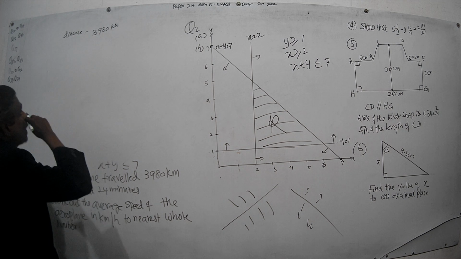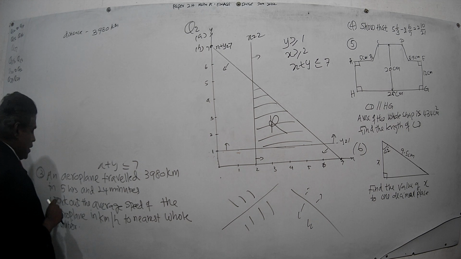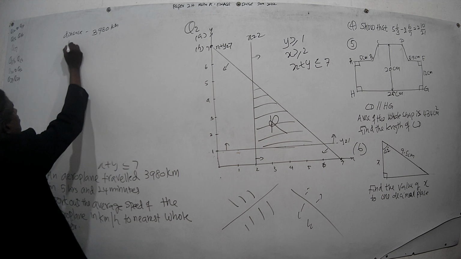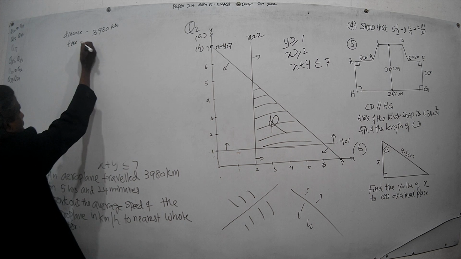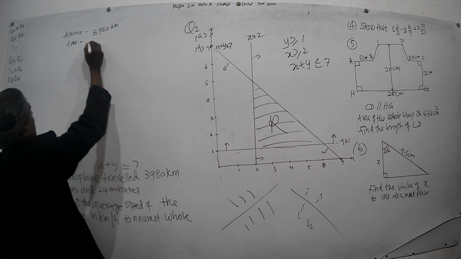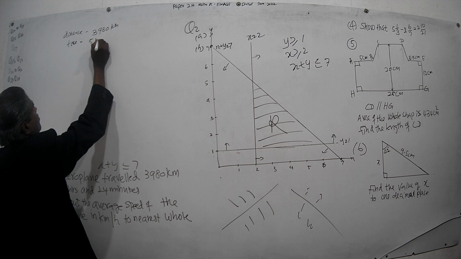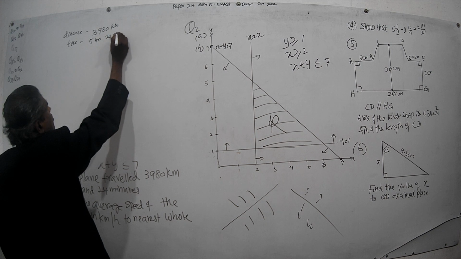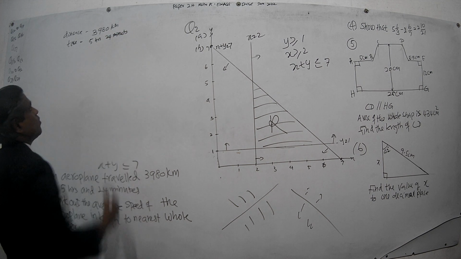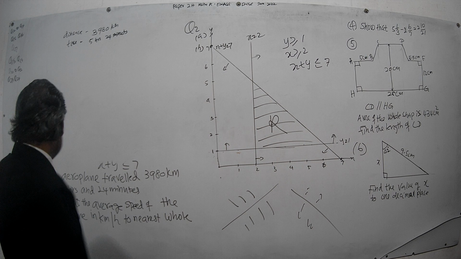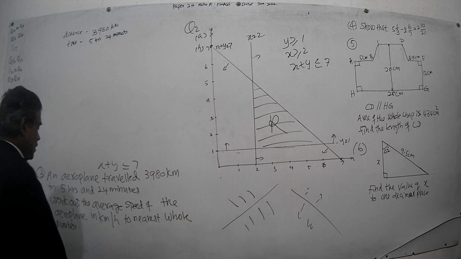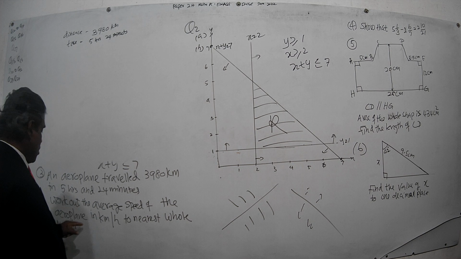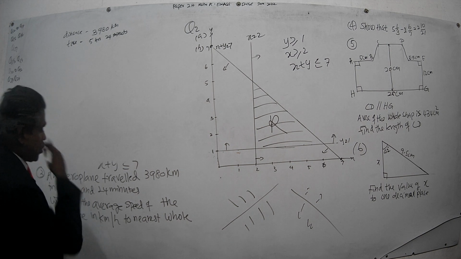Okay, then it has taken 5 hours and 24 minutes. Time taken equals 5 hours and 24 minutes. It has taken 5 hours and 24 minutes, right? Then they ask us to work out the average speed of this aeroplane in kilometers per hour, to the nearest whole number.